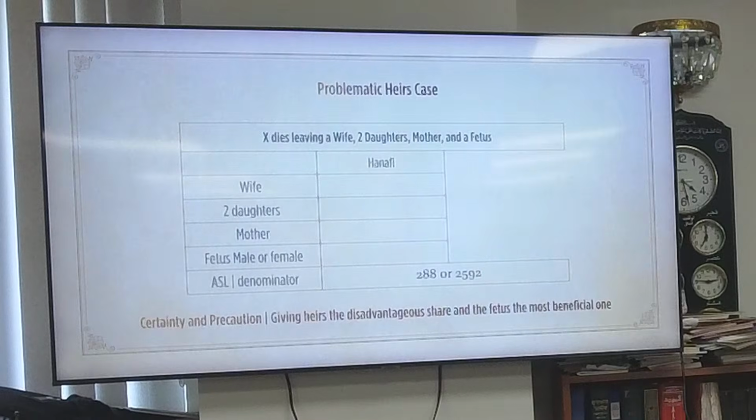Let's take another one. Problematic heirs case. Let's say somebody dies leaving a wife, 2 daughters, a mother, and a fetus. The fetus could be male or female, could be twins, could be alive or dead upon birth. So here what we have to do is apply this idea of certainty and precaution. There's takhawufun wa zakah, and there's ihtiyat. And then the denominator will be increased to 288 or 2,592, depending on the method you use.